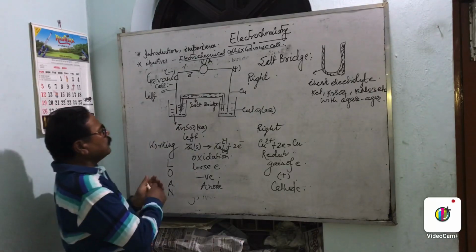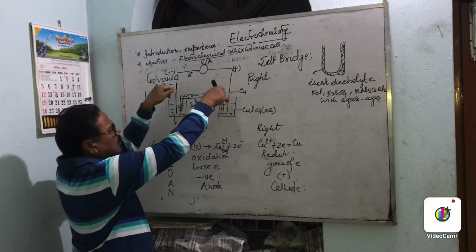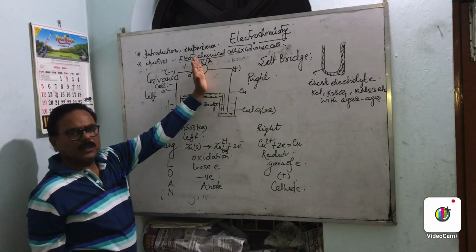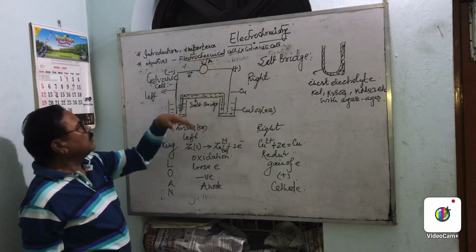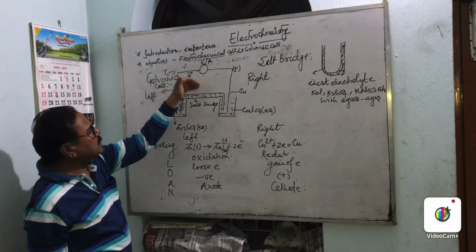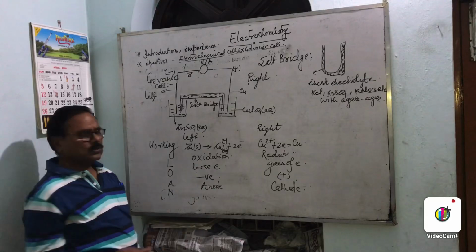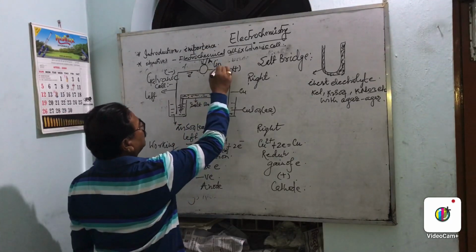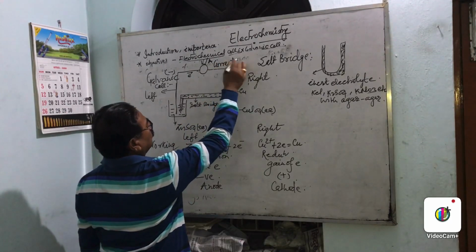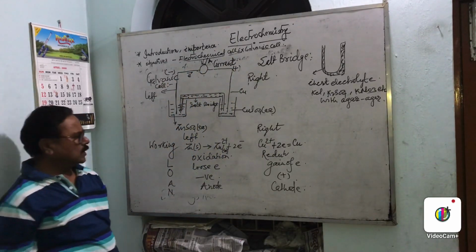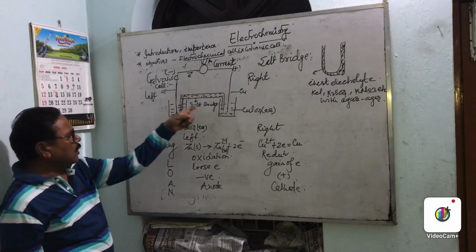So this is the construction, and this is the working. Now, when we insert the salt bridge here, then what will happen? We see the deflection in the voltmeter. Now, the electron will flow from this side to that side. We never see the flow of electron; we simply see the flow of the current. The current will flow from that side to this side. So this is how it works.